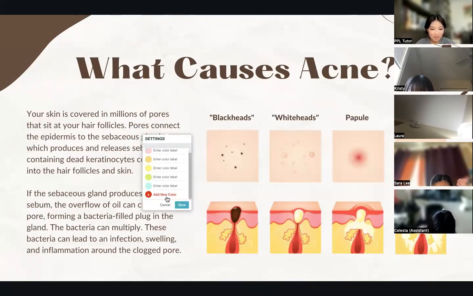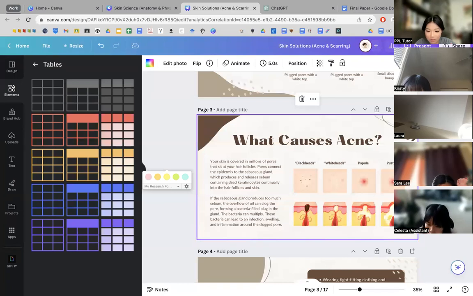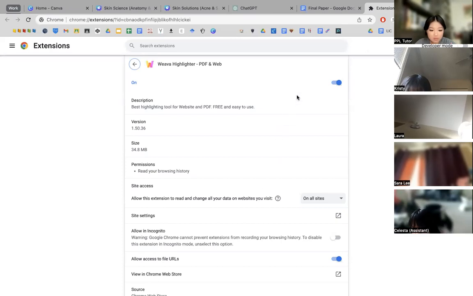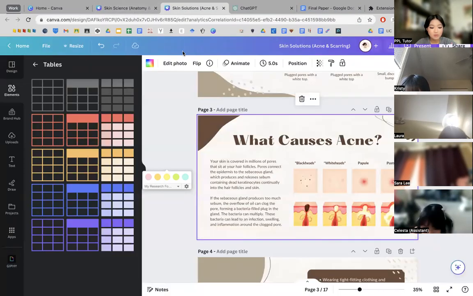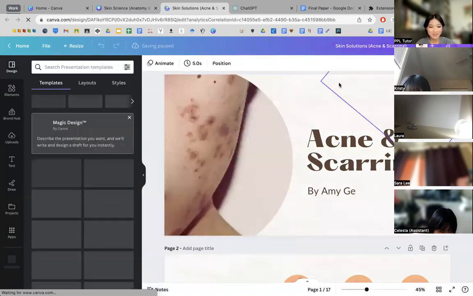This is very annoying. Why is this not going away? Wait one second, let me just turn this off. How do I turn this off? That should be good. Sorry, guys. That thing was really annoying me.